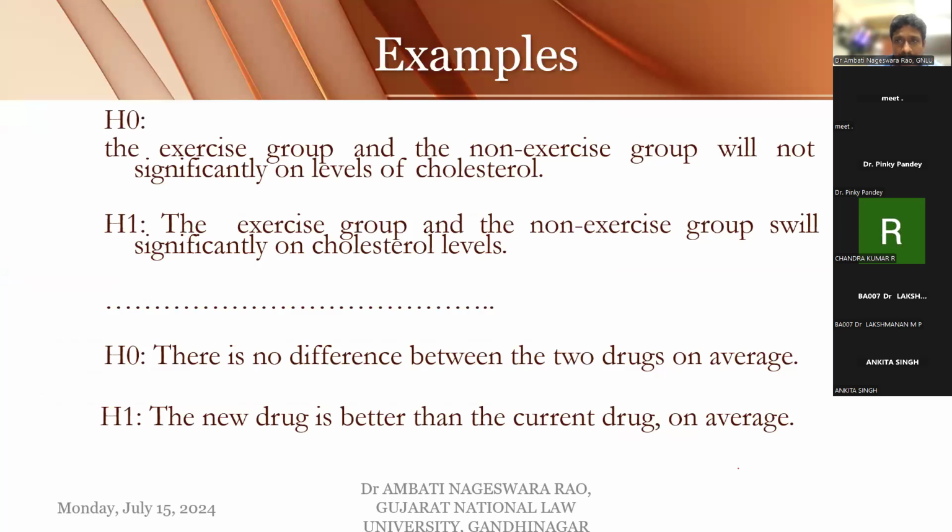So we have various examples of hypothesis. The exercise group and non-exercise group will not differ significantly in the level of cholesterol. As part of your null hypothesis, you are saying that they are equal in terms of cholesterol level. The groups will not differ, and you are going to test it as part of your research and come up with your findings.